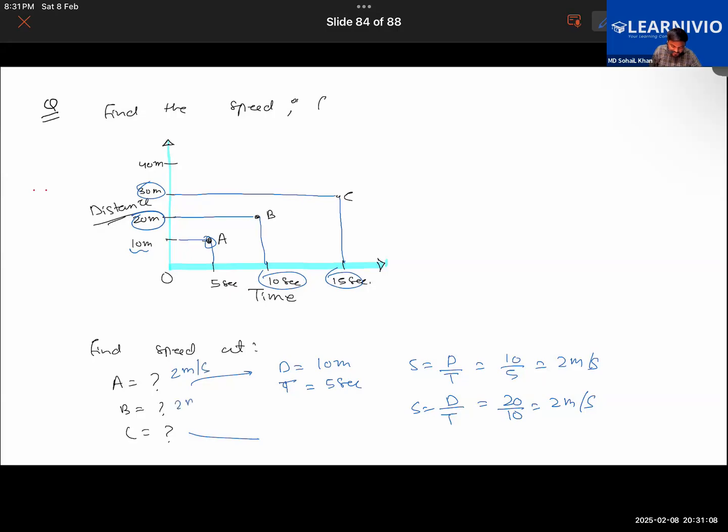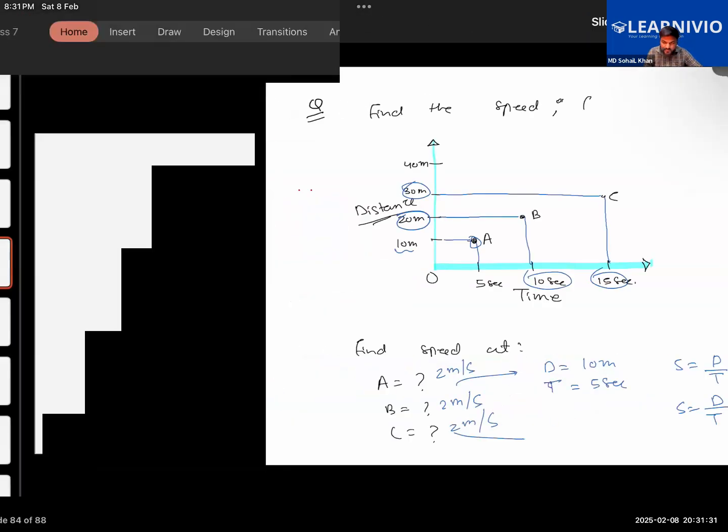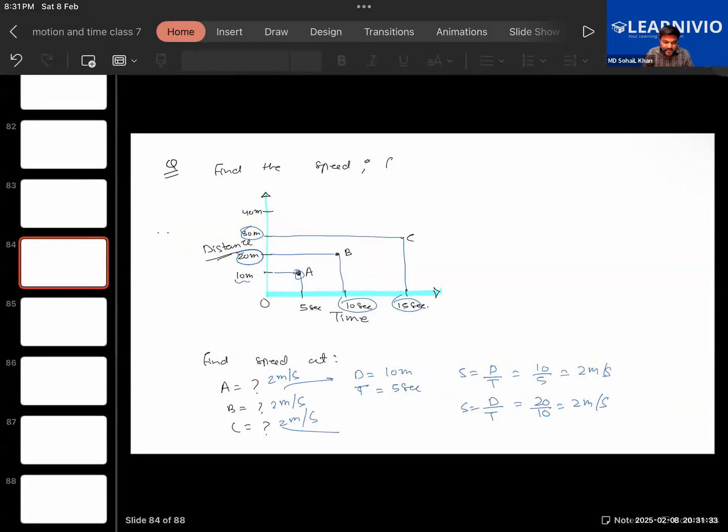So what kind of motion is being done by the body if the speed is constant? I'm saying, what kind of motion is being done by the object if each time speed is same? Uniform or non-uniform? Uniform. Yes, sir. Uniform. Good.